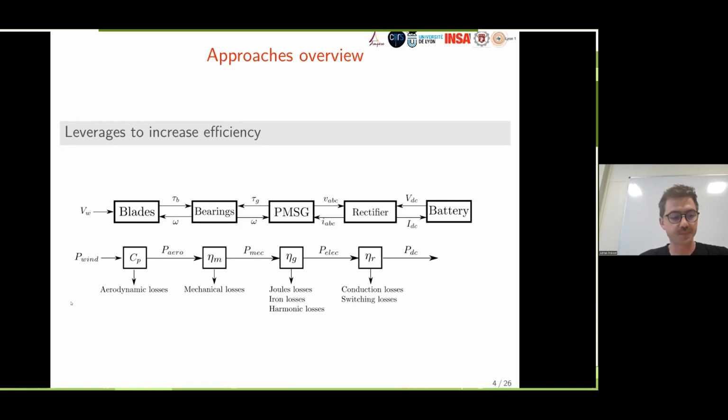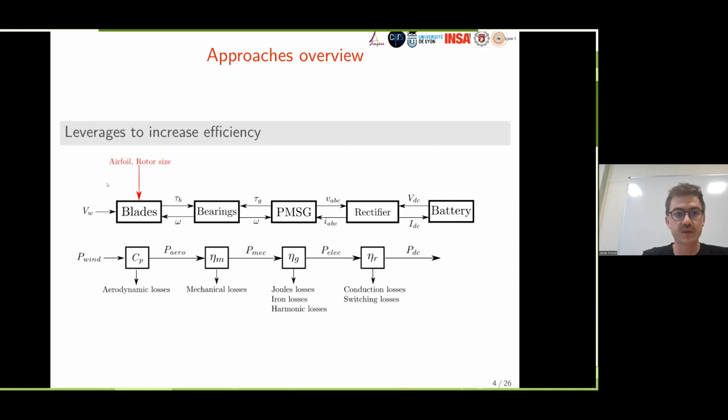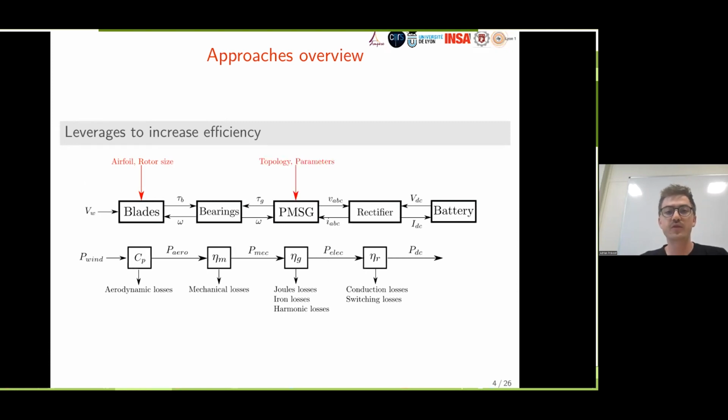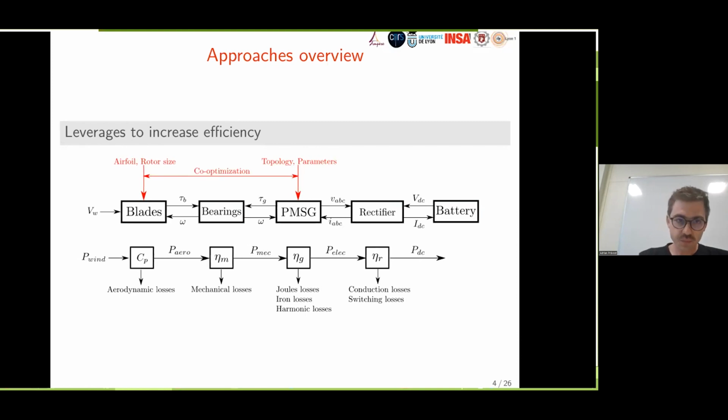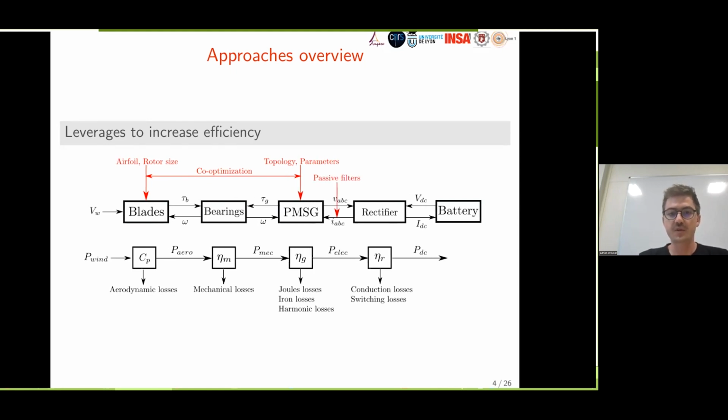So as leverage to increase efficiency, we can play on some of these elements. Some are playing with the airfoil, rotor size, and pitch of the blades. Some are playing on the topology and the parameters of the permanent magnet generator. It's possible to co-optimize the blades and generator together. It's possible to add some passive filters to match the impedance between the generator and the load.